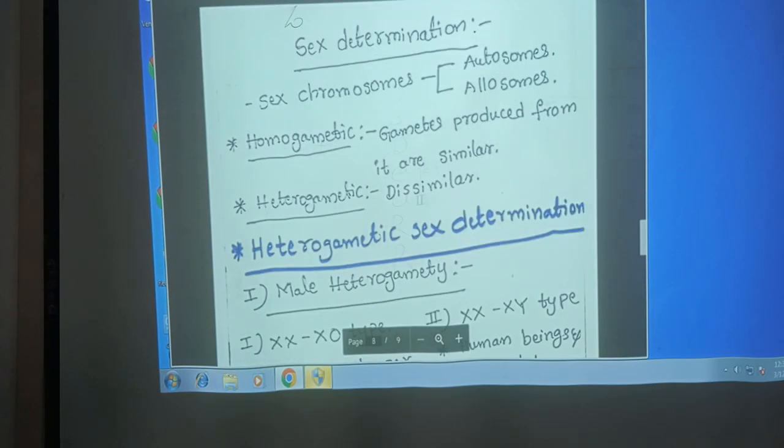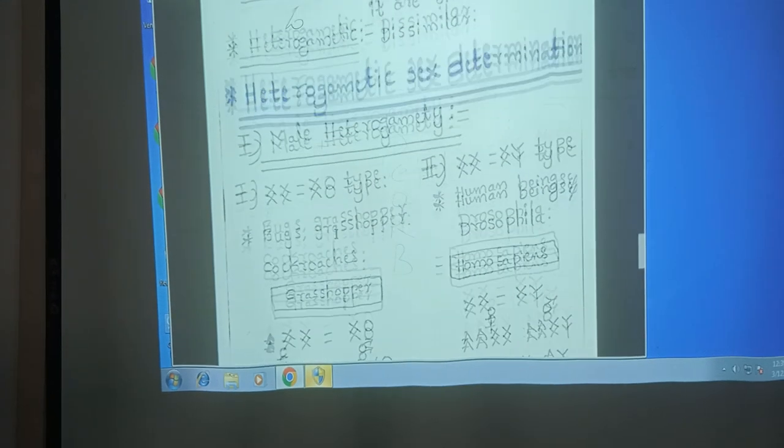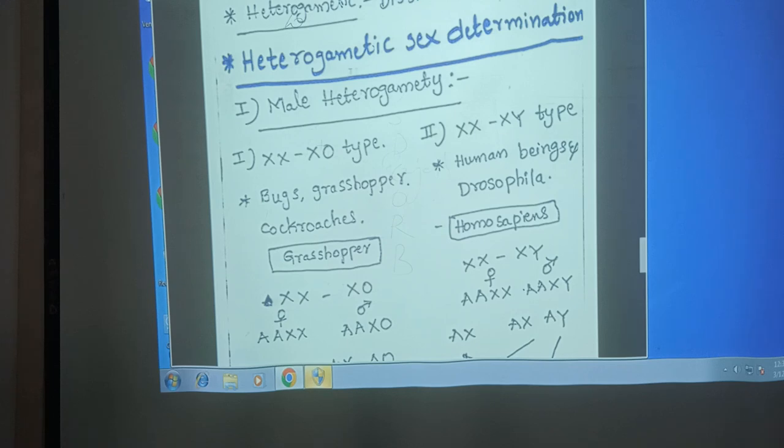And next one. Sex determination and sex chromosomes: the main sex chromosomes are autosomes and allosomes. Autosomes are body chromosomes, allosomes are sex chromosomes. Homogametic means the gametes produced are similar, for example XX. Heterogametic means the gametes produced are dissimilar, for example X0 or XY. Heterogametic sex determination: male heterogametic, XX, X0 type and XX, XY method. First one is the XX, X0 type.